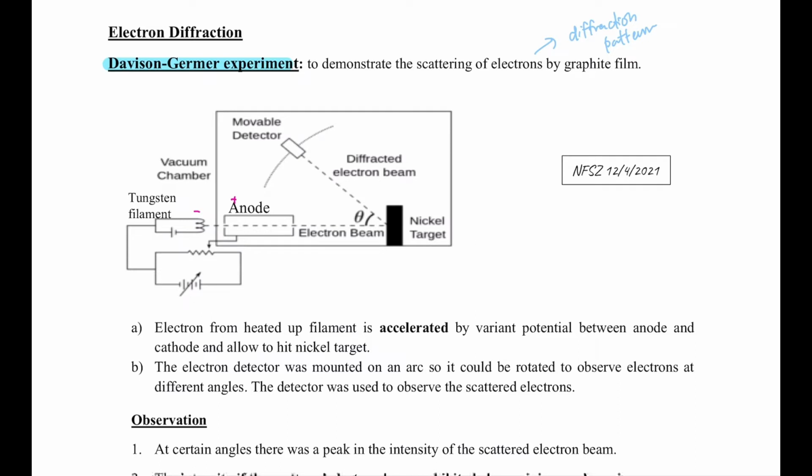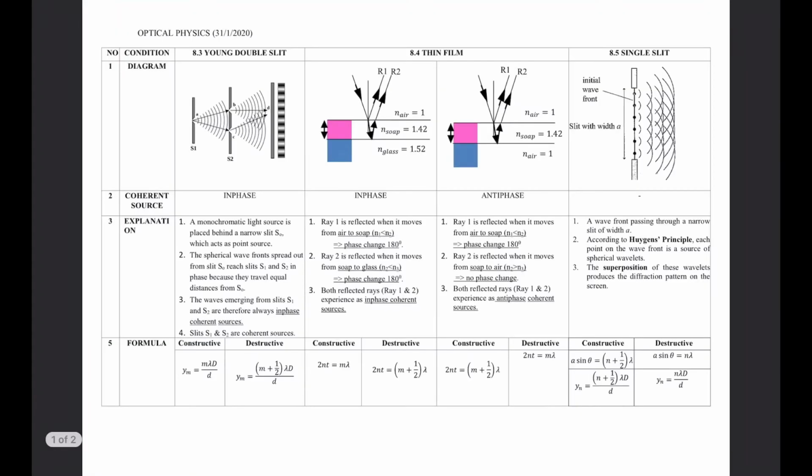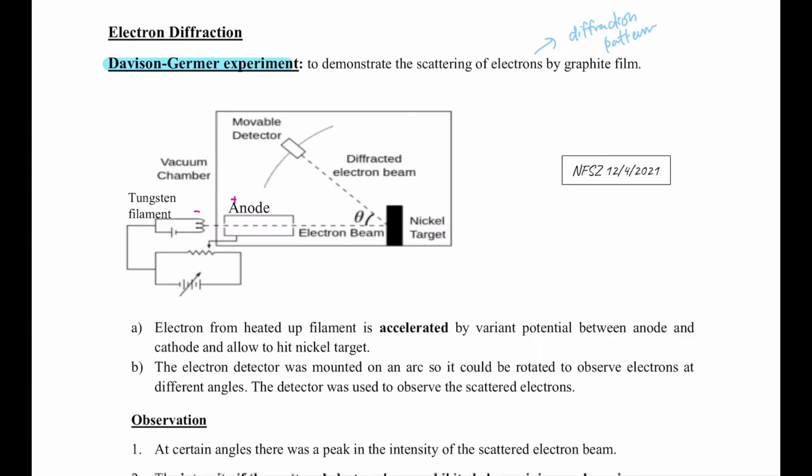Okay, saya ulang sekali lagi. So first kali kita akan panaskan tungsten filament ni supaya dapat release elektron. Then dia akan lalu in between negatif dan positif, cathode dan anode. So dekat cathode anode ni akan ada potential difference. Okay, dia akan lalu potential difference. So apa yang jadi, dia akan accelerated dekat sini. Lepas tu dia akan pergi targeted on nickel target.